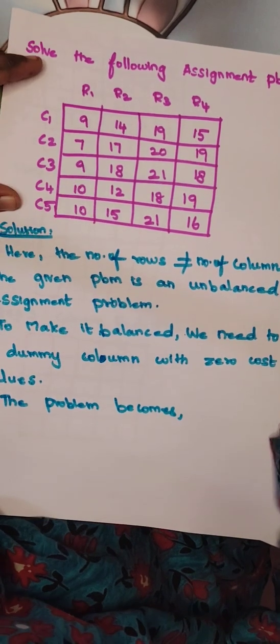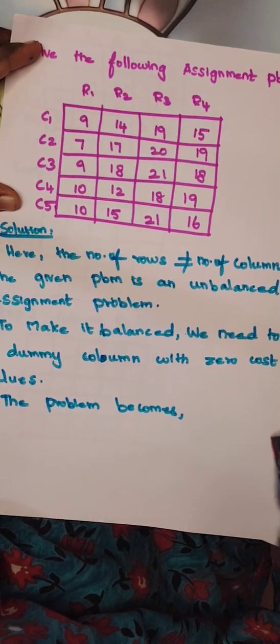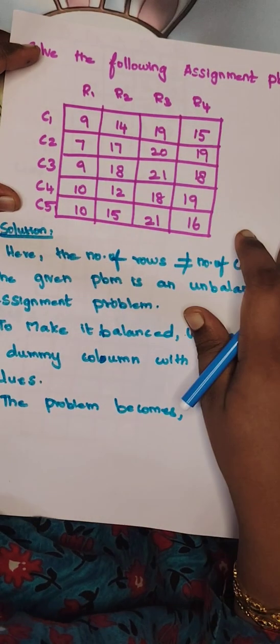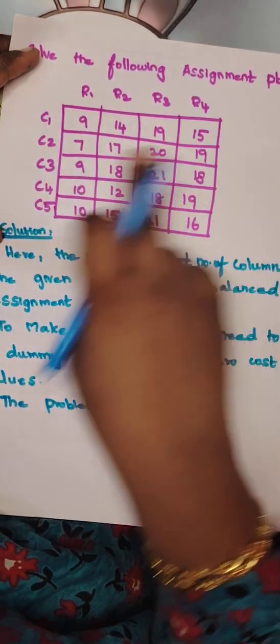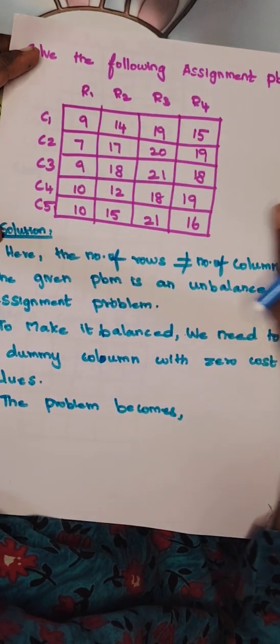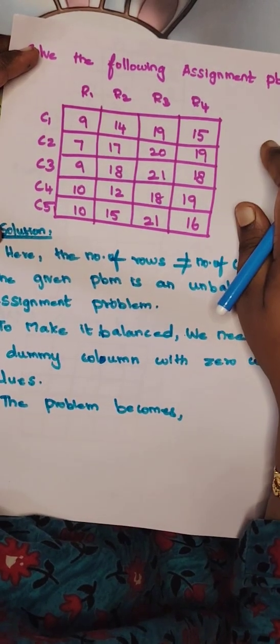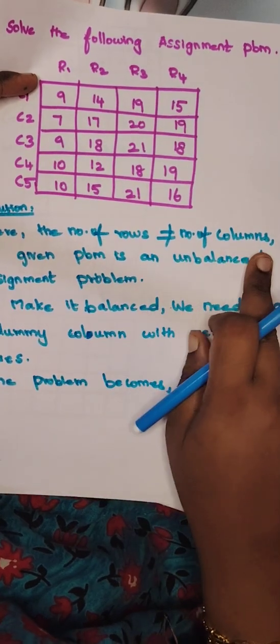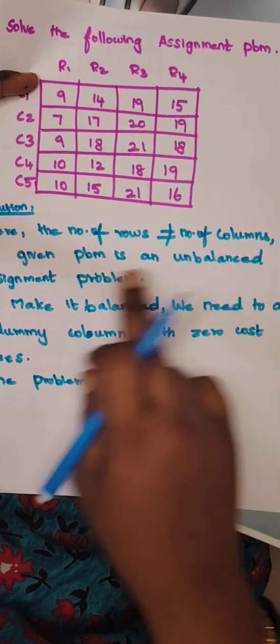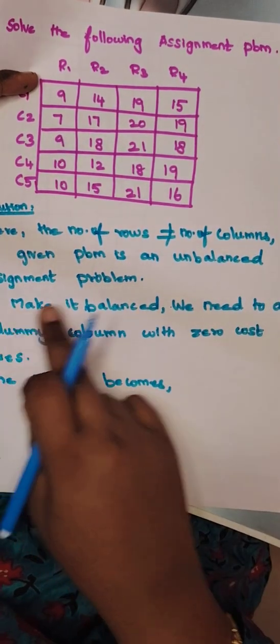Good day to all. Today in this video we will see an unbalanced assignment problem. Here I have taken an unbalanced assignment problem. As you can see, there are 5 rows and 4 columns here. So this is my unbalanced assignment problem. The number of rows is not equal to the number of columns. Therefore the given problem is an unbalanced assignment problem.